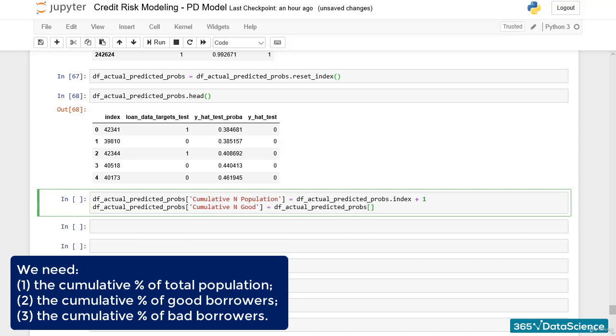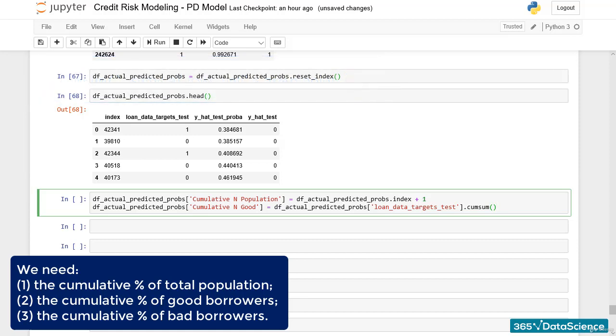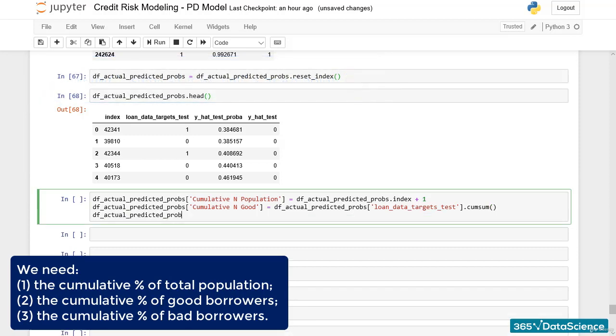So conceptually, that is not hard. Luckily for us, coding won't be either, as Pandas has a dedicated method that sums a variable up to a row, called cumsum, short for cumulative sum. And, last but not least, the total number of bad borrowers up to a row is the total number of zeros in the loan_data_targets_test variable up to that row.